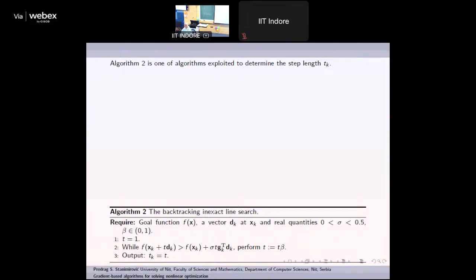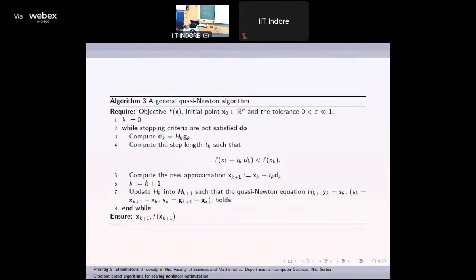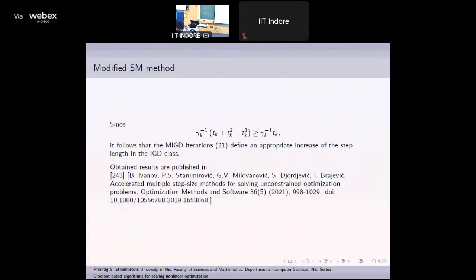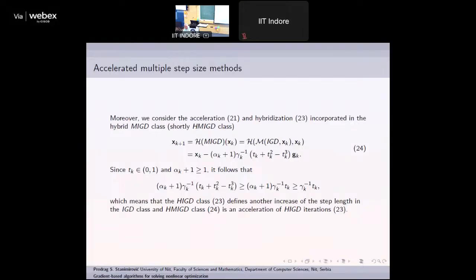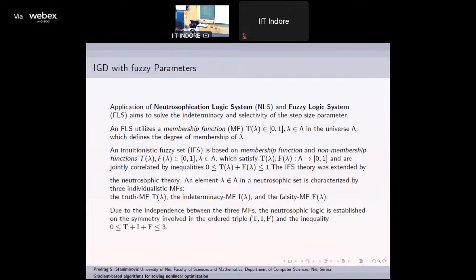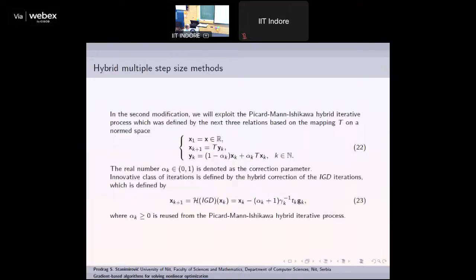So my question is about the SM algorithm. SM method. SM method means Stanimirovich, Miladinovich. We probably used our surveys to define this method. SM method.